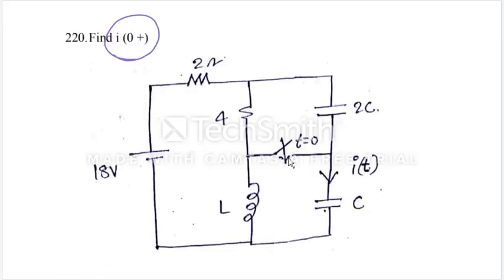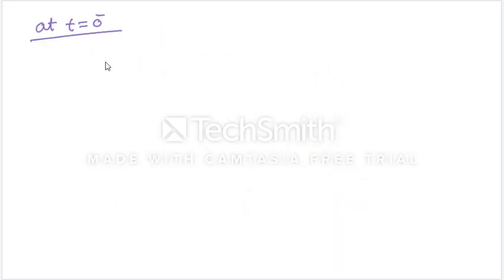The supply connection is this, which is opened. The supply connection for both the inductor and the capacitor, this capacitor also. So it will be steady state. In steady state, the inductor is shorted and the capacitor is open. So draw this network here.